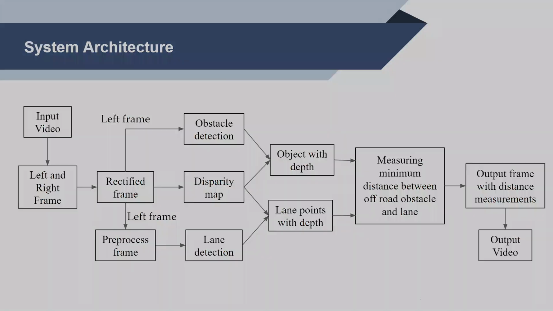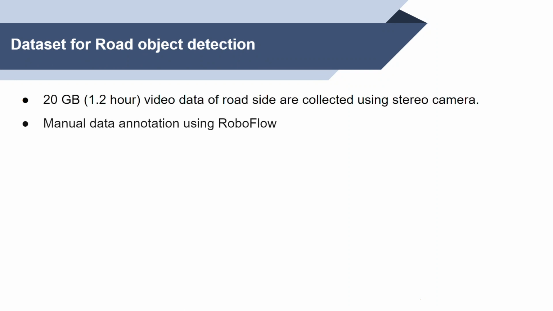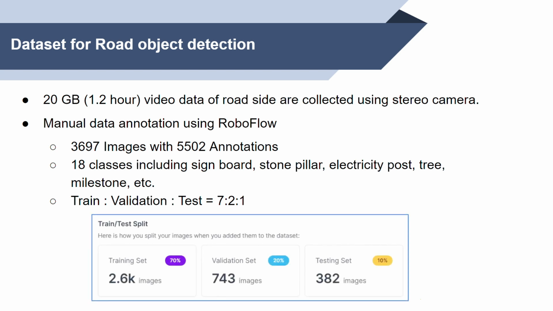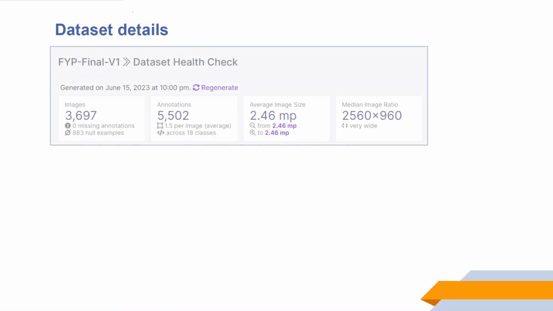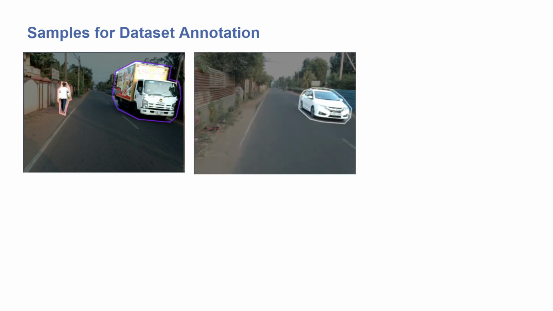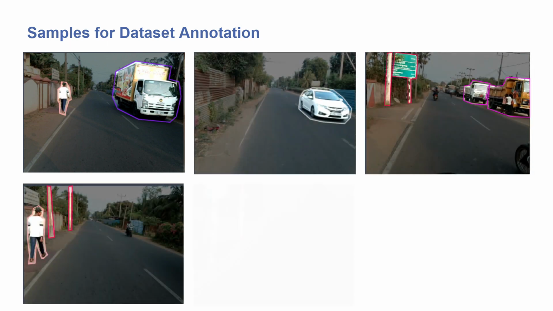Methodology. In the methodology section, we utilized stereo vision for our system. To validate the ground truth and train our model, we collected data using a stereo camera. The dataset we gathered amounted to approximately 20 gigabytes, with a total duration of 57 minutes. To generate the dataset, we employed the annotation tool called RoboFlow.